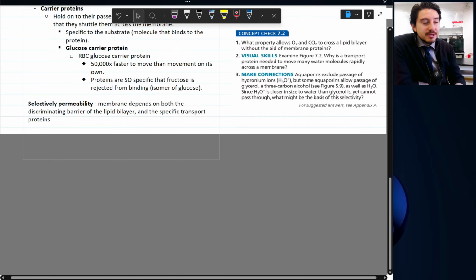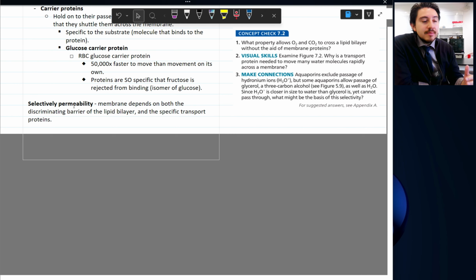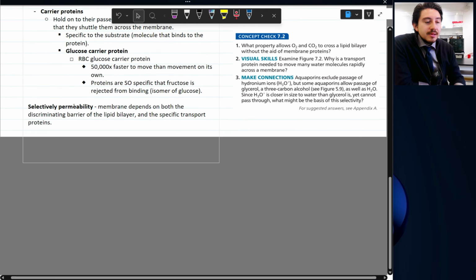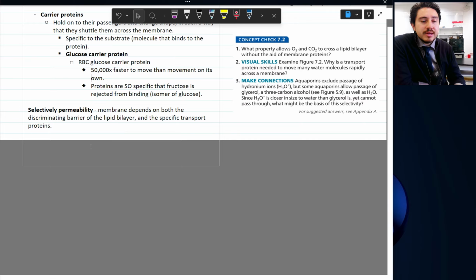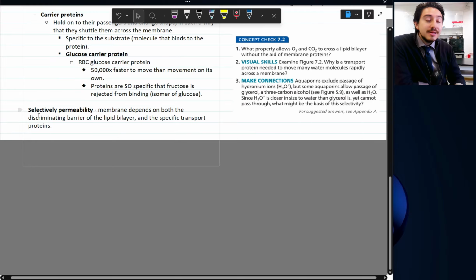That's how specific proteins are. Okay, so ultimately, selective permeability, right, will enable specificity, a very tightly regulated movement of material. Okay, the membrane depends on both the discriminating barrier of the lipid bilayer and the specific transport of specific proteins. So very, very interesting how the membrane works. Okay, so that will finish the first part of chapter 7.